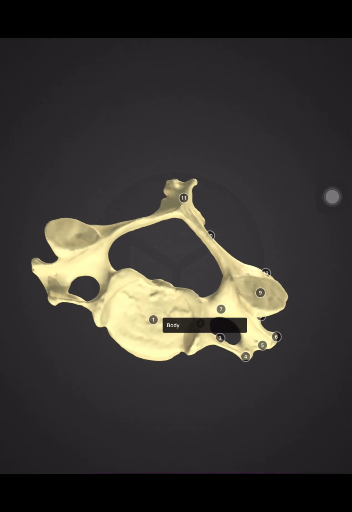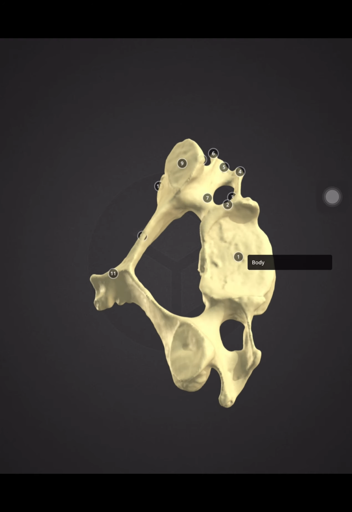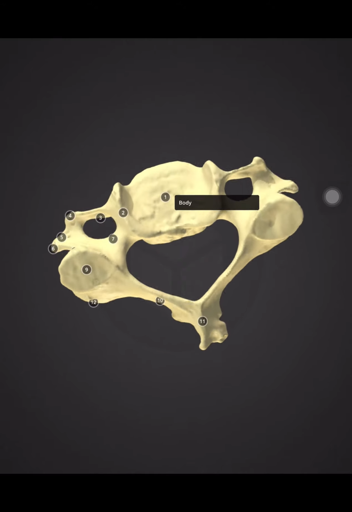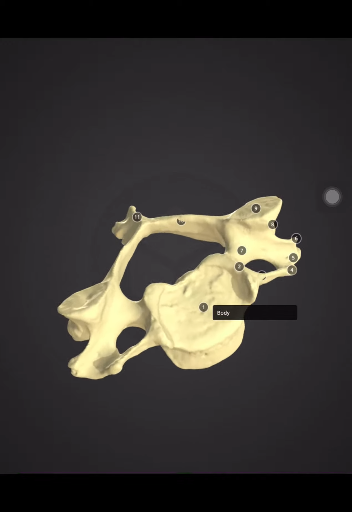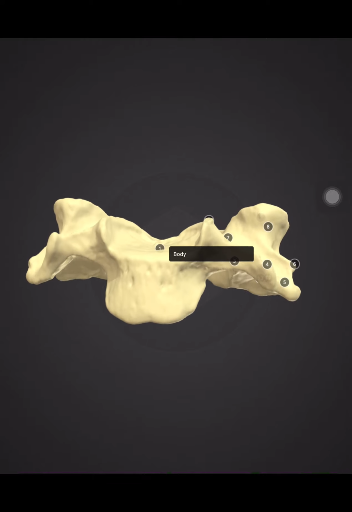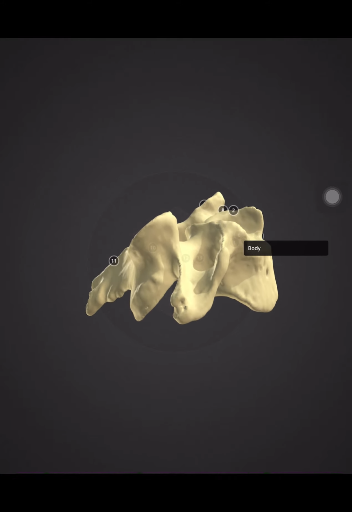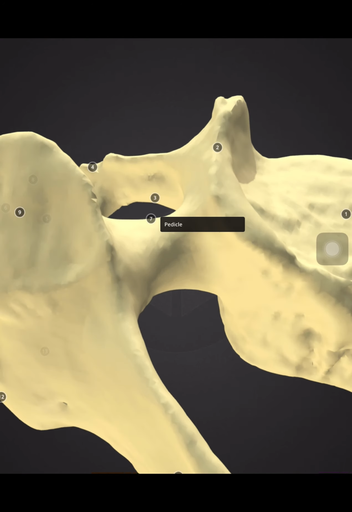So let's talk about the body. The body is quite smaller. The transverse diameter, that is the horizontal diameter, is quite bigger than the anteroposterior diameter. On the superior surface of the body, on either side you can see a projection called neurocentral lipping. The anterior border, the border which you can see here, is quite lower than the posterior border.